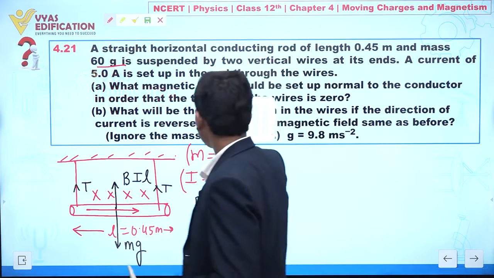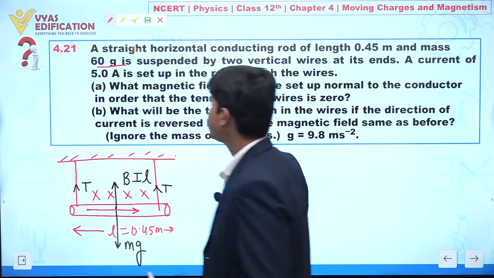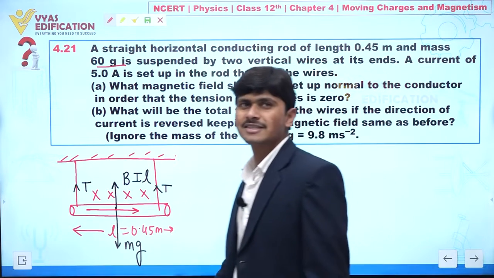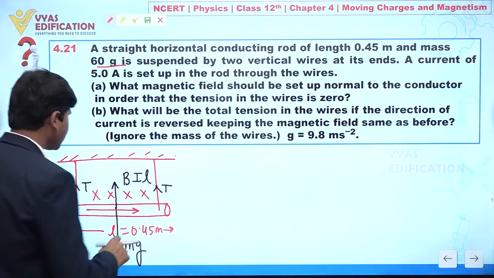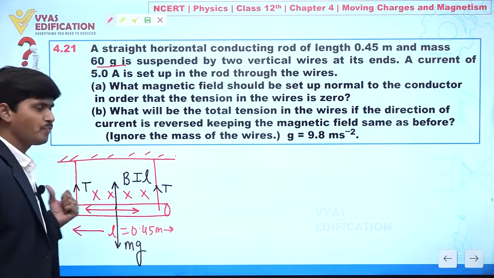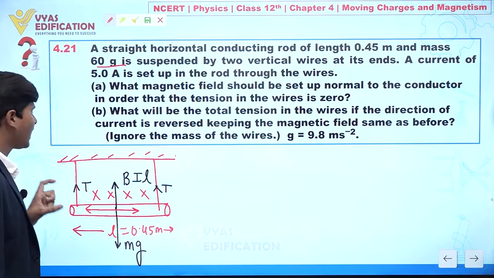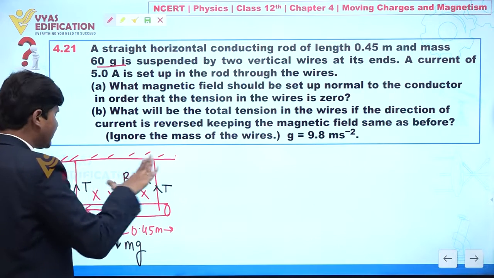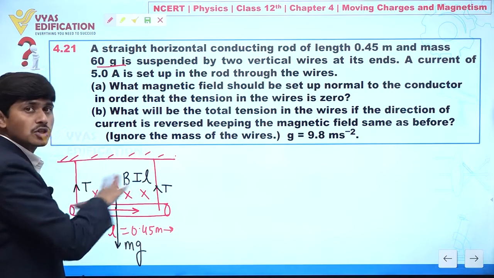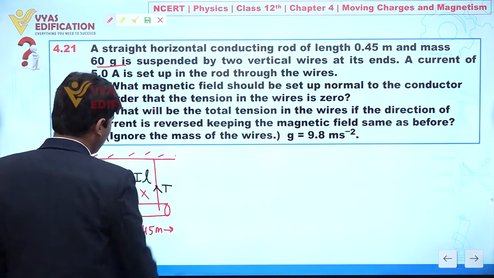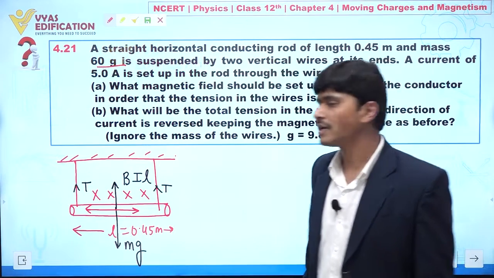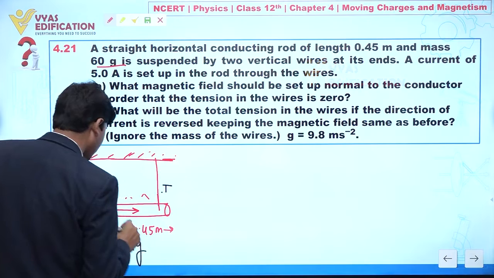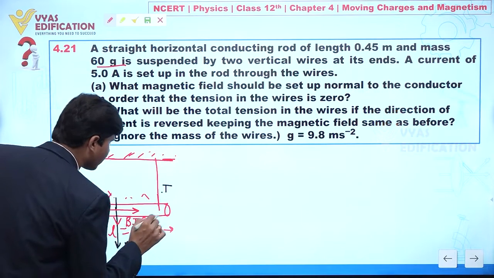Now we can say in part number B, it is given to you: what will be the total tension in the wire if the direction of the current is reversed. Now listen carefully. If we reverse the direction of the current, let's suppose now in this direction, towards the left. So what will happen when we change the direction? We can say the magnetic field is perpendicular inward, the thumb is indicating the direction of the current or motion, or we can say velocity, and we can say now BIL will act in a perpendicular downward direction, or we can say vertically downward direction. So from here we can say BIL also acts in a vertical downward direction.